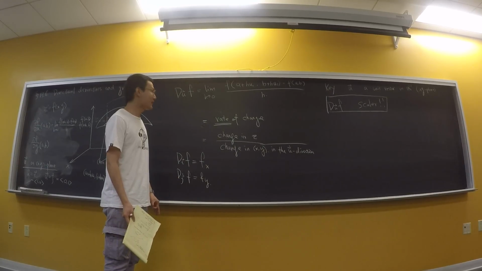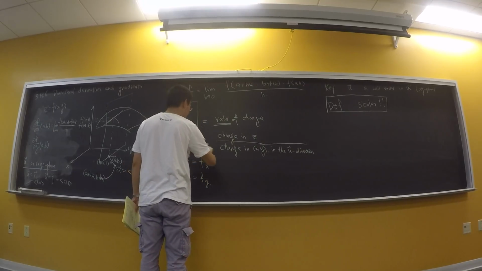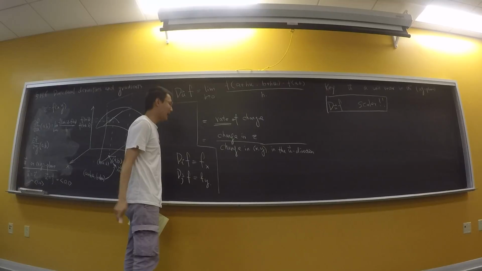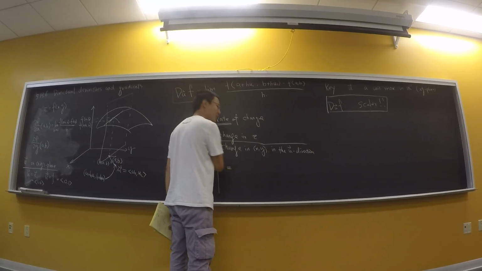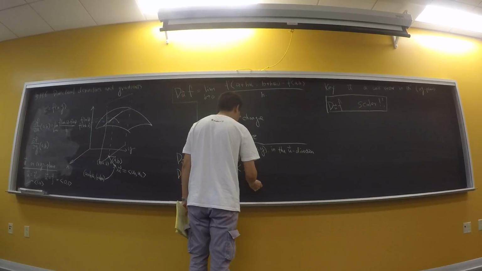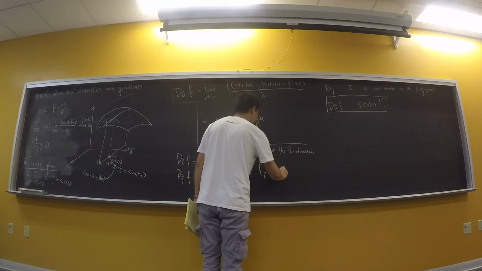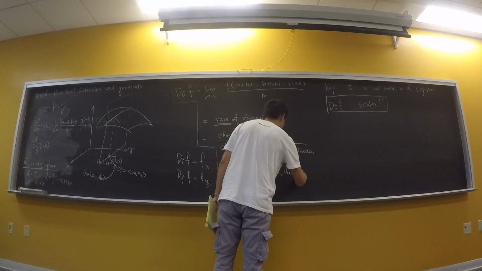Okay. Next, I'm going to make this a formula. I already have the definition of the directional derivative, and I also have a formula for how to compute it. It is exactly equal to (f sub x, f sub y) dot product with (u1, u2).